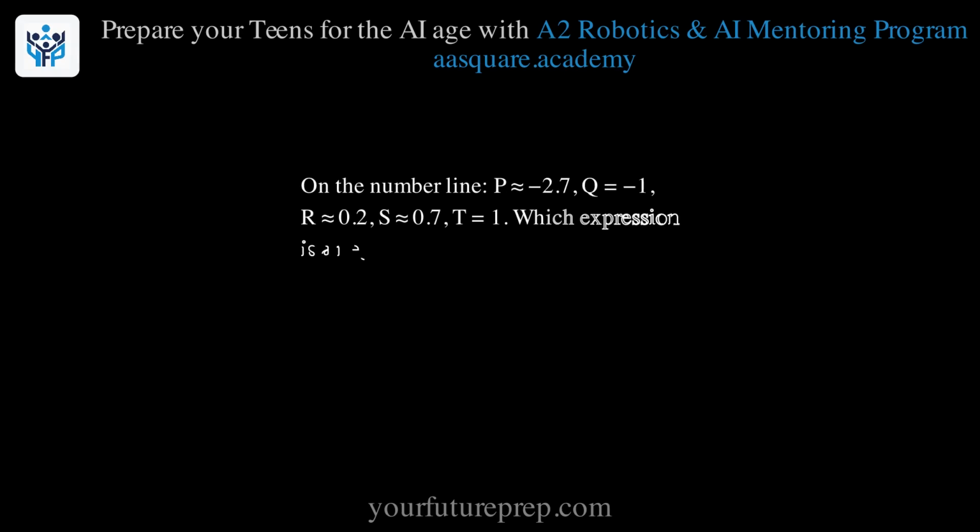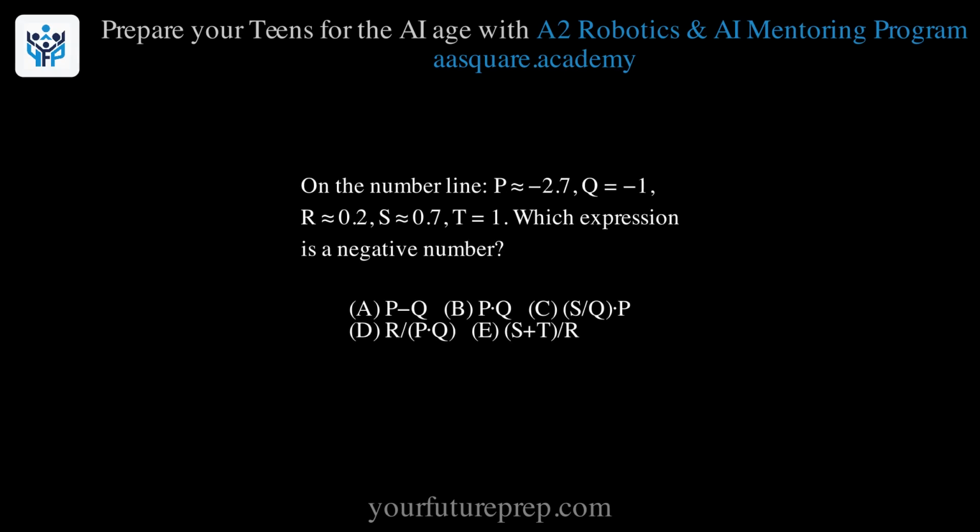Problem 5. The letters P, Q, R, S, and T represent numbers on a number line, with P near negative 2.7, Q at negative 1, R just above 0, S near 0.7, and T at 1. Which of the following expressions represents a negative number?